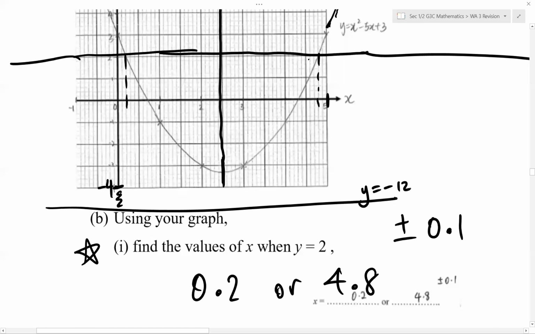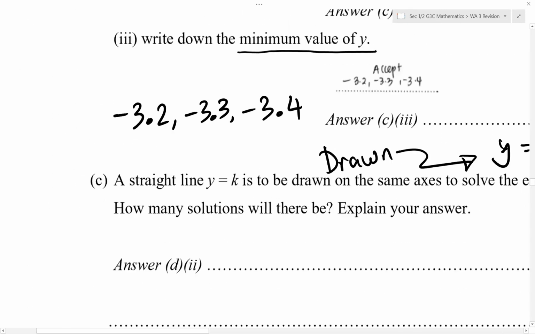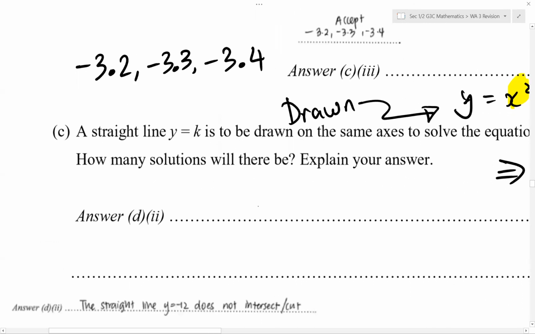Y equals -12. Does this horizontal line, y equals -12, intersect your curve? Do they touch? No, they don't touch. Do they intersect? No, they don't intersect. If they don't, then is there any solution? There's no solution. Literally, there is no solution. How many solutions would there be? There will not be any solutions.